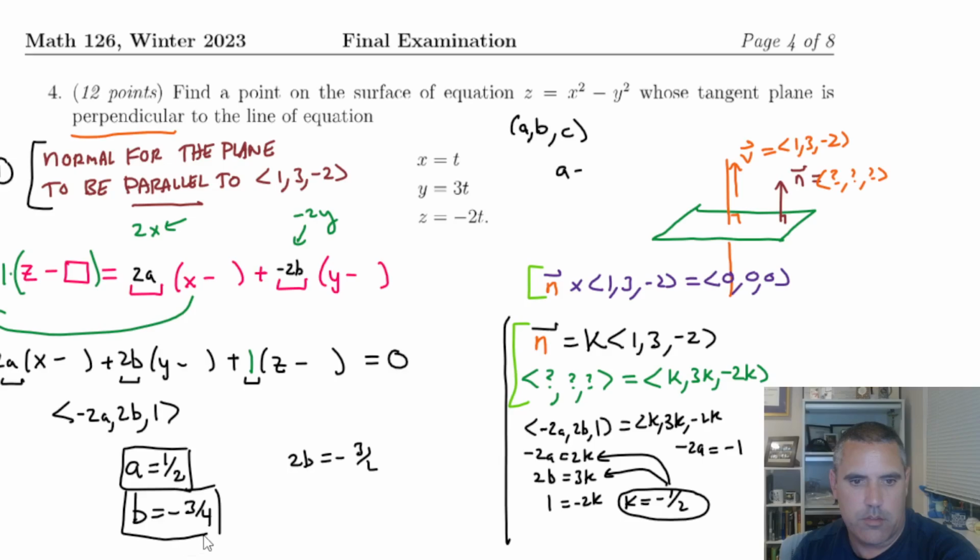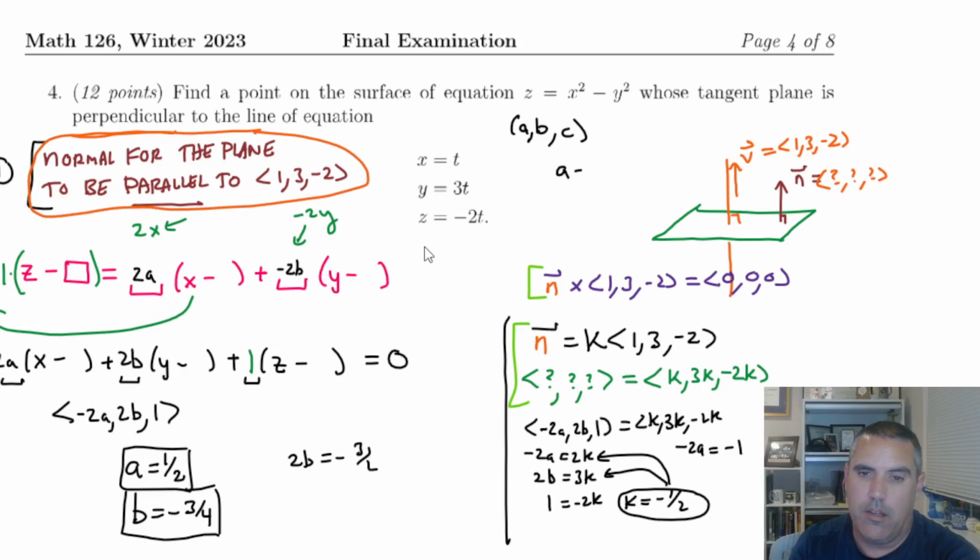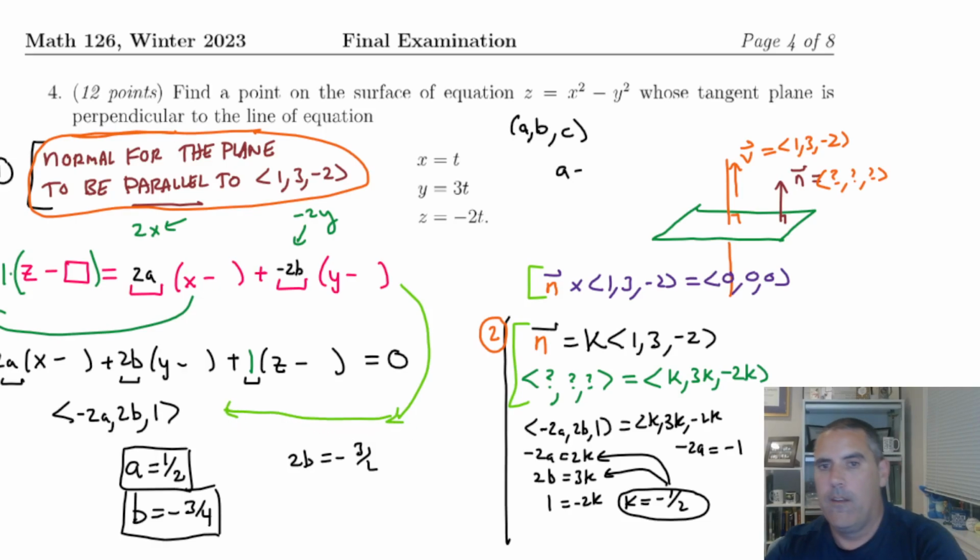So we've found a point on the surface whose tangent plane is perpendicular to the line, at a is 1/2 and b is -3/4. Let me know if I made a mistake in there. But the key conceptual things were understanding this idea, understanding what it means for two vectors to be parallel, and finally knowing what the tangent plane looks like and using the tangent plane to find a normal vector. All right, hope that clears up that piece. Let me know if you have follow-up questions.